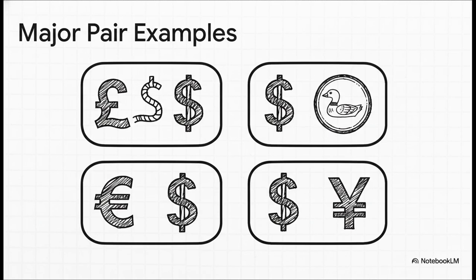These major pairs, like the cable for the British pound or the loonie for the Canadian dollar, have the most trading volume. And what that means for you is there's a smaller difference between the buying and the selling price. We call that a tighter spread, which basically means it costs you less to make a trade.